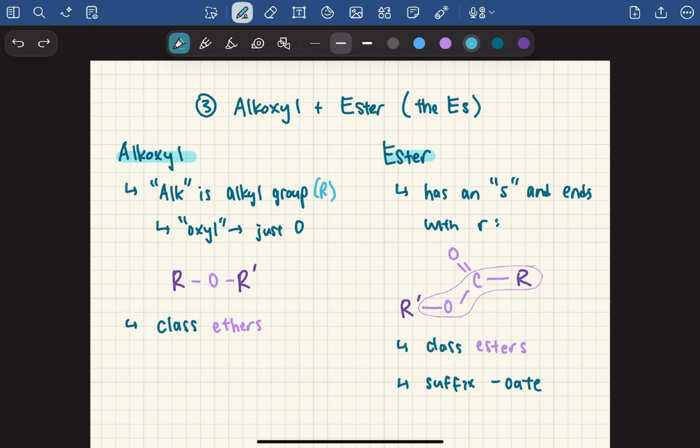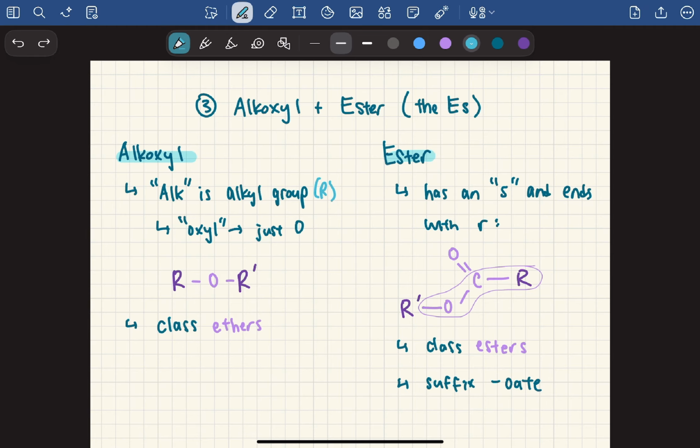And the other one is ester. Ester is the only one where its functional group and its class of compound have the same name. And I think it's also the most complicated looking one. But how I remember it is that, compared to ether, ester has an S in it and it also ends with an R. So if you look at the shape of the compound, you can kind of see an S. I've drawn an S with an R at the end. But you also have to remember that there's an O on top.